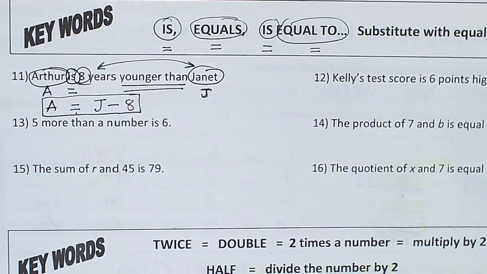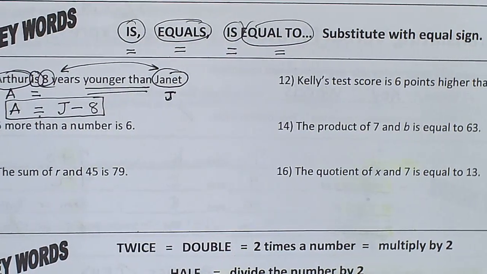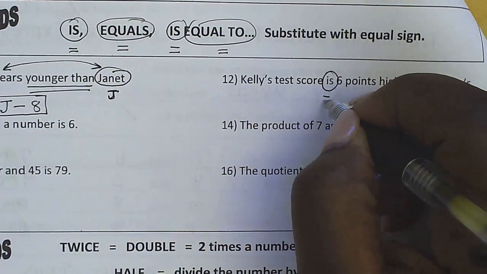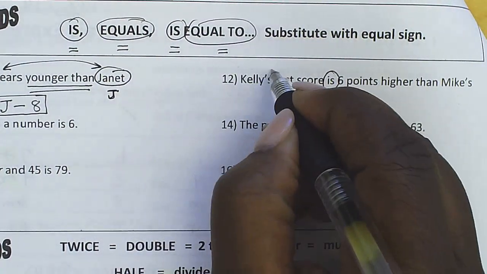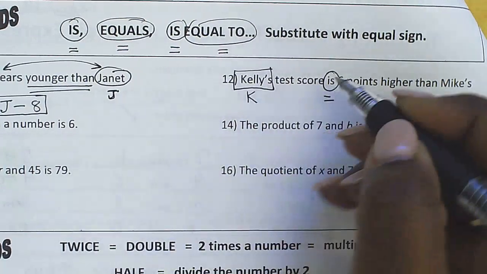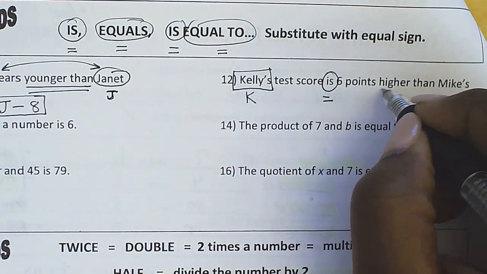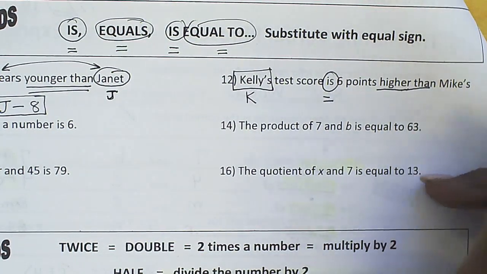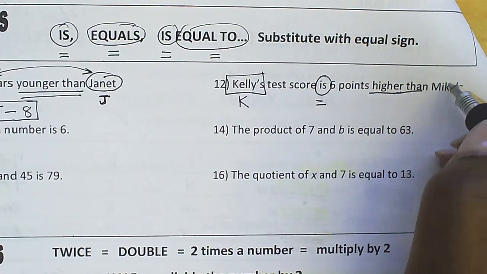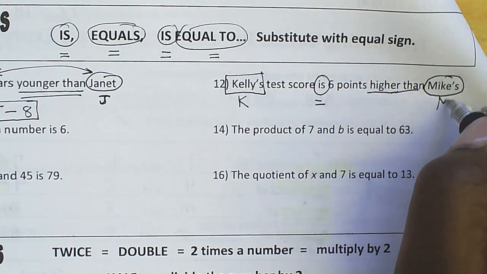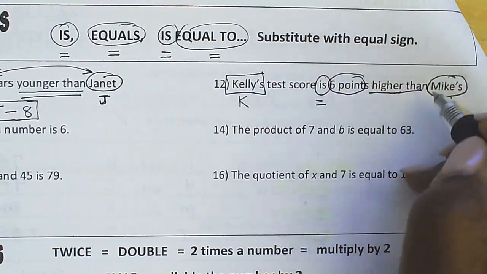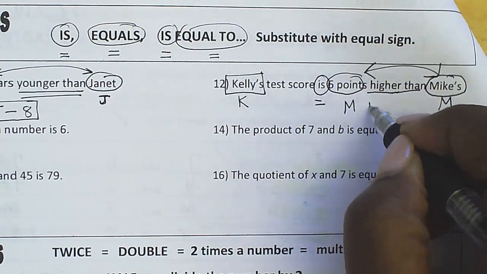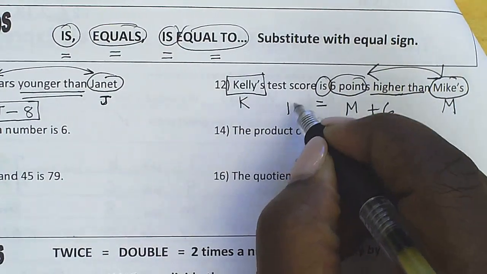How you feel about that? I think she's pretty good. Kelly's score is, that's my equal sign. Kelly, let's make her K, is 6 points higher. Higher, are we going to add or subtract? Higher, Mike's, let's make him M, is 6 points higher. So this is a switcheroo. So M plus 6 is Kelly.